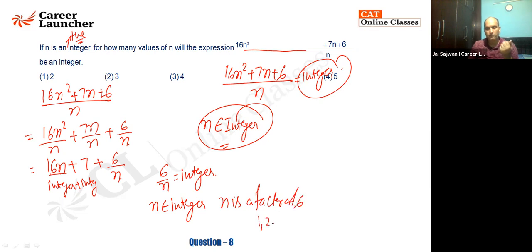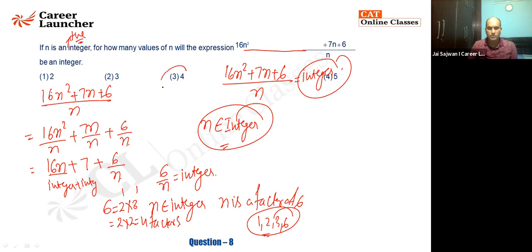So what are the factors of 6? I will say 1, 2, 3, 6. These are the factors of 6. Look at 6. It is 2 into 3. So how many factors of 2 are there? 2. How many factors of 3 are there? 2. So 4 factors are there where it will remain an integer. So I'll say it is option number 3. Answer is 4. Okay.